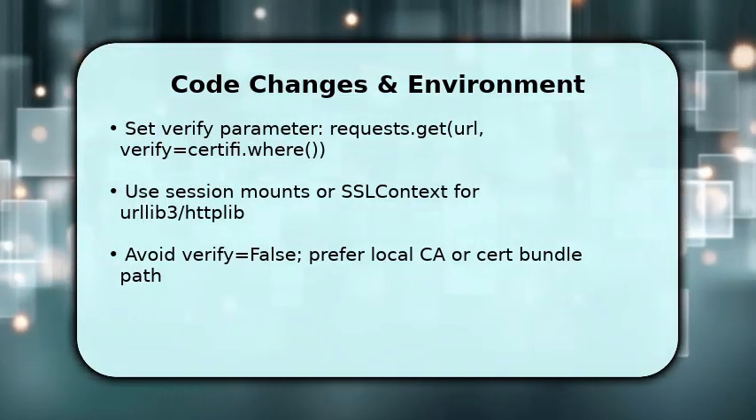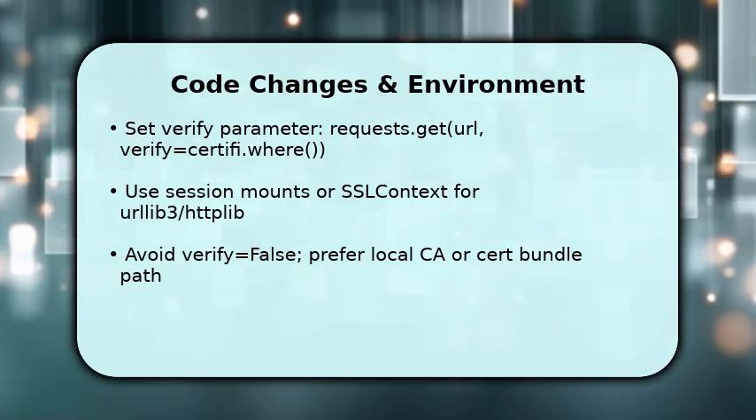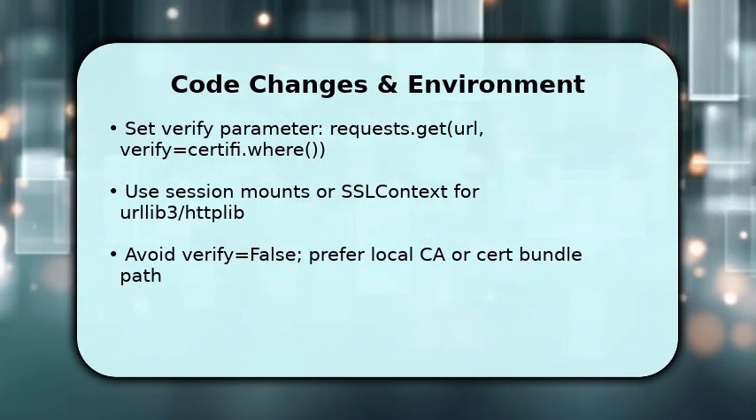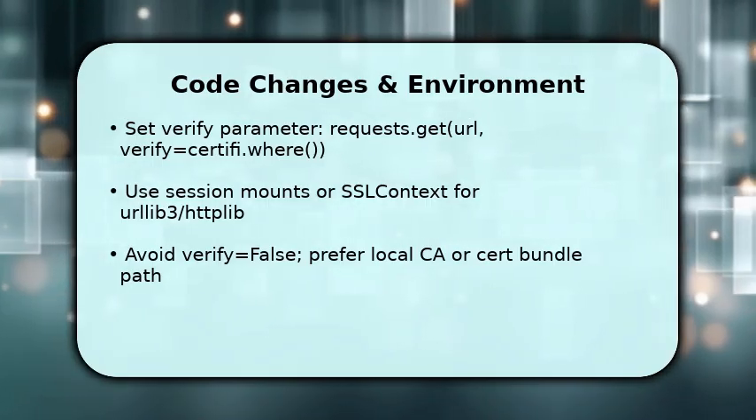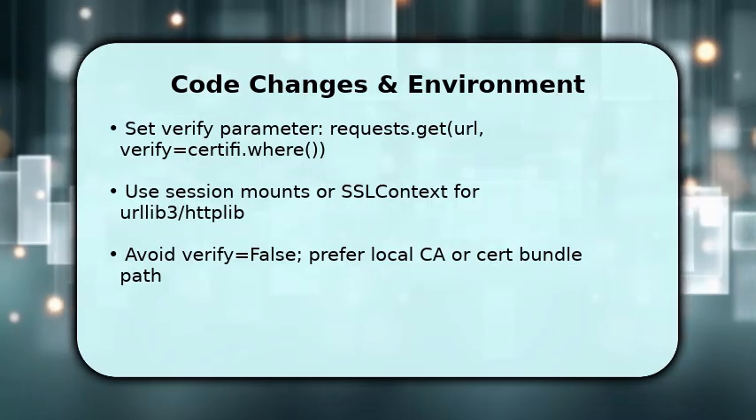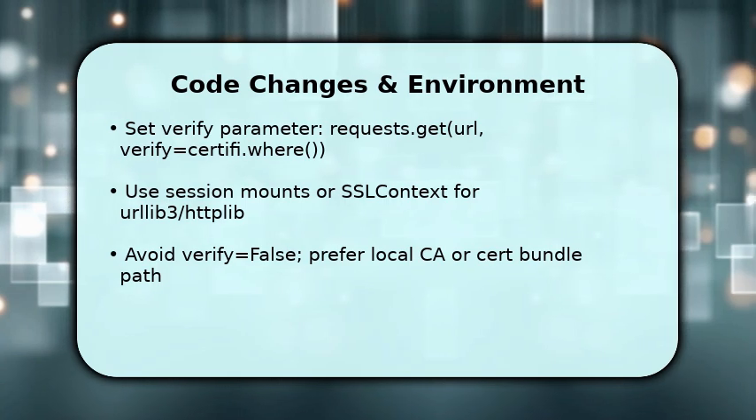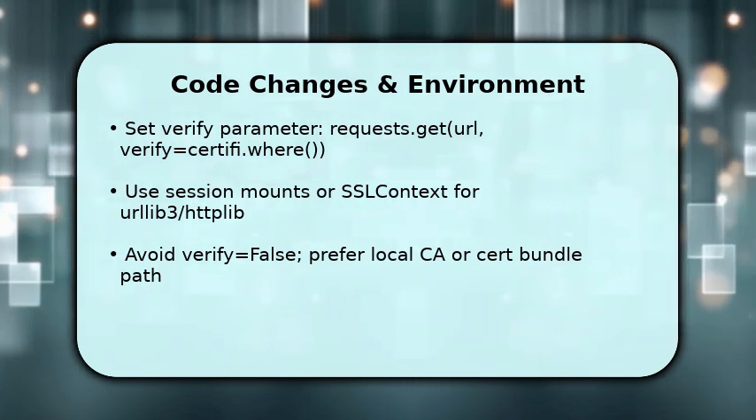Once done, for urllib3 or custom sockets, create an SSL context, load Certify.where, and pass it into the connection pool. Make sure to configure sessions or mounts to reuse settings. If you need an internal CA, point verify to that PEM file. These steps fix most certificate mismatches without disabling security.